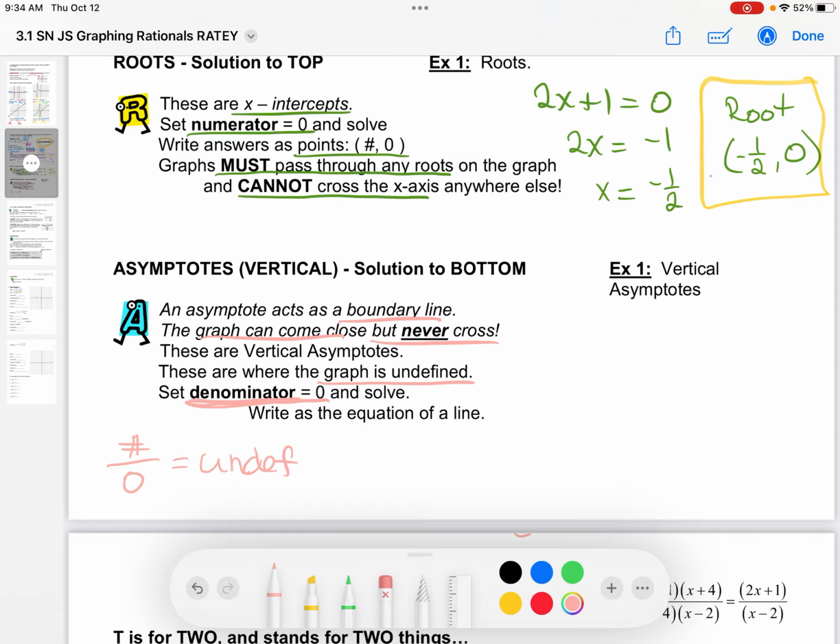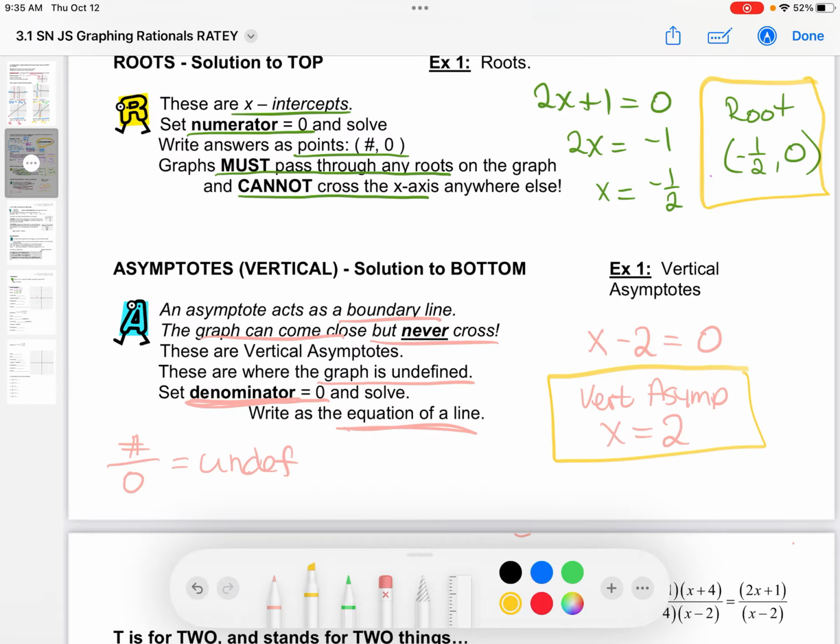So we take the factors in the denominator, set equal to 0. So our denominator is x minus 2. Set that equal to 0 and solve. That is x equals 2. That is the equation of the line. We can't just say 2, it has to be x equals 2. And this is our vertical asymptote. Our vertical asymptote is at x equals 2.